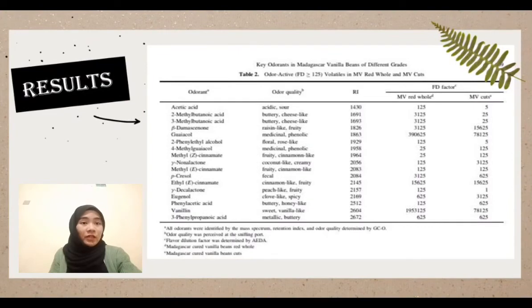The first result, we're going to go through the results of odor quality. For the first odorant, which is acetic acid, it has an acidic and sour odor. For 2-methylbutanoic acid and 3-methylbutanoic acid, they have the same odor, which is buttery and cheesy-like. For beta-damascenone, it has a resin-like and fruity odor. And for guaiacol, it has a medical and phenolic odor quality.